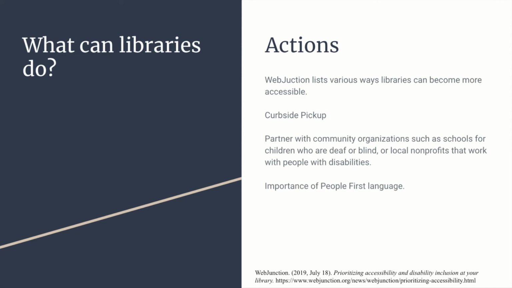Libraries can also partner with community organizations. The Web Junction article discusses opportunities for partnerships with schools for children who are deaf or blind, or local nonprofits that work with people with disabilities. Organizations like these are an excellent resource for reaching community members with disabilities, as they already know who lives in the area and what their needs are.